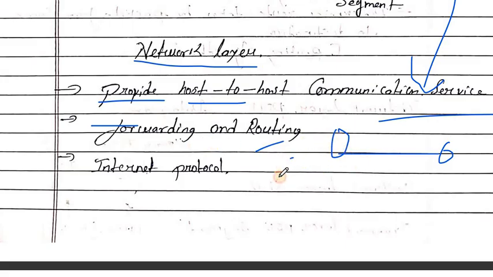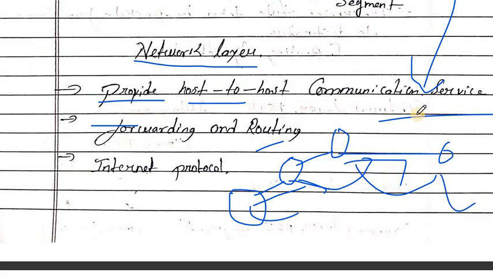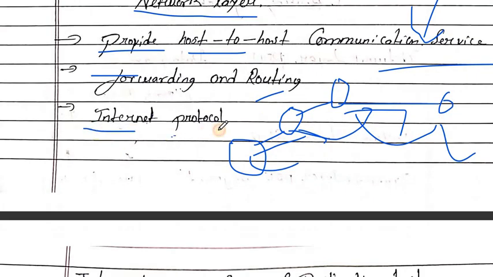This means that if there are multiple routers in a chain, one router sends the packet to another router. It will process or see the destination IP address and forward it to the next router, then the next router, for host to host communication. Here it is the internet protocol.